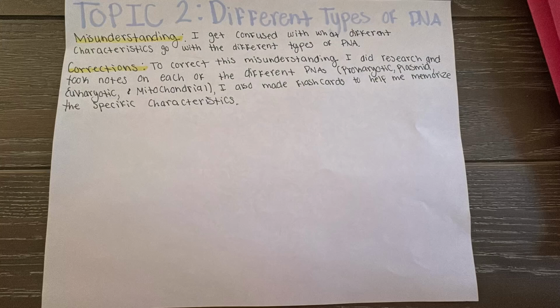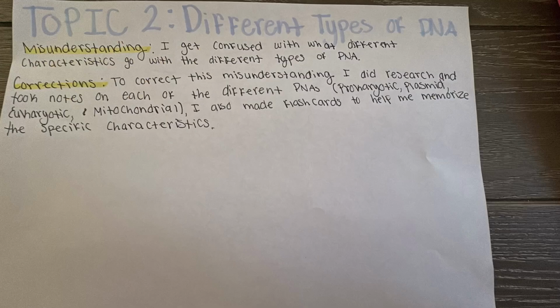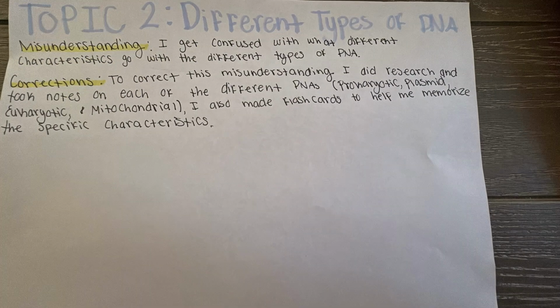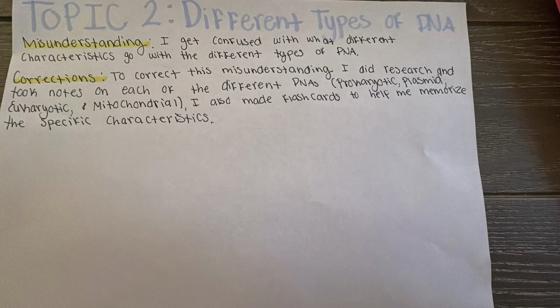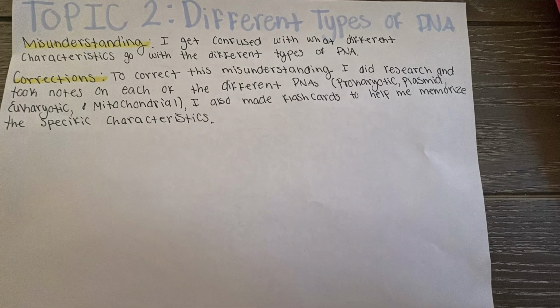Topic 2, different types of DNA. I get confused with what different characteristics go with the different types of DNA. To correct this misunderstanding, I did research and took notes on each of the different DNAs, which are prokaryotic, plasmid, eukaryotic, and mitochondrial. I also made flashcards to help me memorize the specific characteristics of each type of DNA.